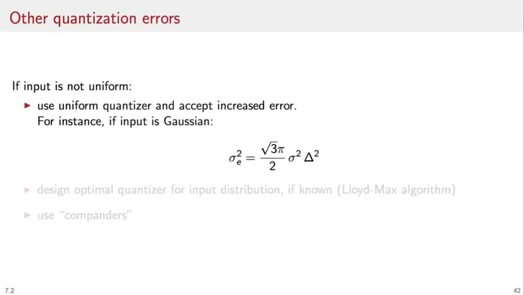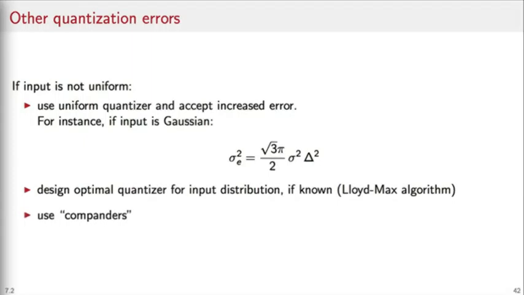If the input is not uniform, we can still use a uniform quantizer and accept an error penalty. For instance, if the input is Gaussian, it can be shown that the mean square error has this form. It depends now, of course, on the variance of the input, but even for input signals with unit variance, it would be larger than delta squared over 12. Alternatively, if we know the exact probability distribution function for the input, we can use the Lloyd-Max algorithm to design an optimal quantizer for the input.